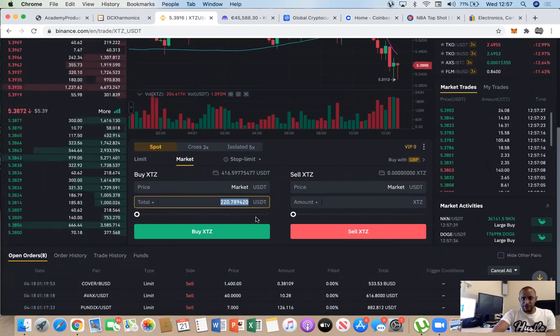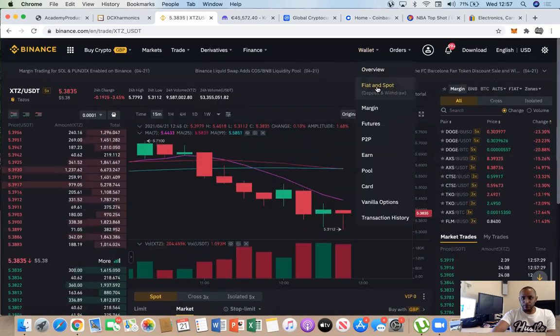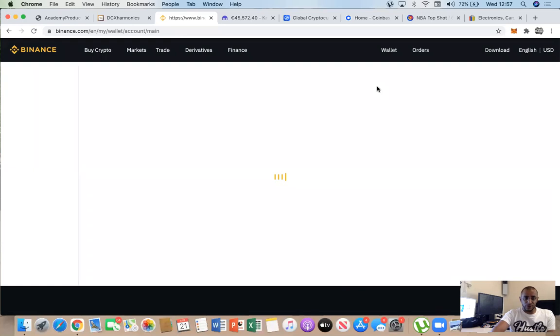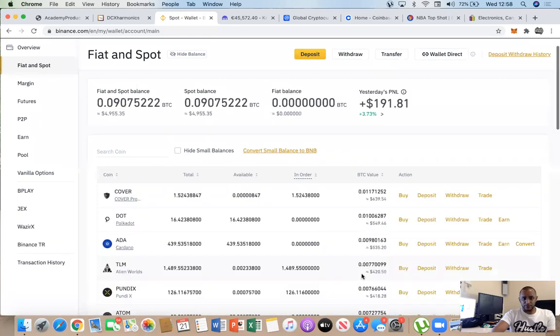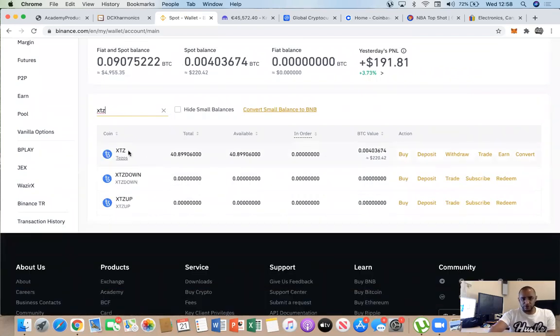Now, once I've clicked that, my order's been filled. Where can I see this? I can go onto my wallet, go onto my fiat and spot. Either I can find it here at the bottom, along with all my other little coins I've got on this account, or because I've got quite a few, I'm just going to search for it. And there it goes. It shows me I've got 220 XTZ right now, which is the equivalent of 40 XTZ tokens.